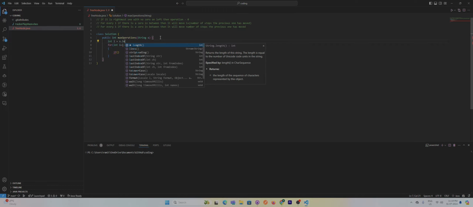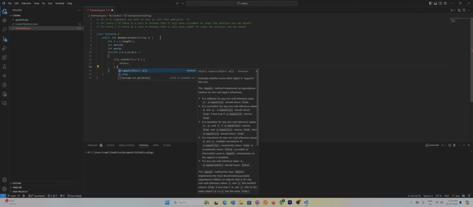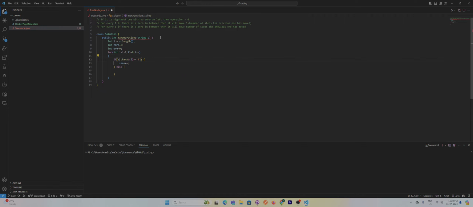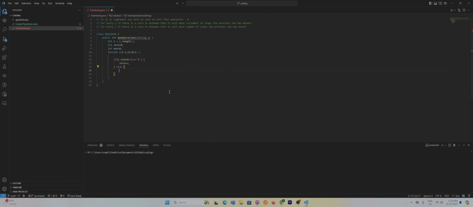int l equals s dot length. Now, if s caret i is 0, then what happens? I will have a variable, let's just say zeros, initially 0, the number of zeros. And we have 0 number of ones. If s caret i equals 0, then I'm going to do zeros plus plus. Now else, if it's a 1, then what do I do? Then I have to count how many steps I am shifting this one. If it's this one at the rightmost position, then how many steps am I shifting this one?